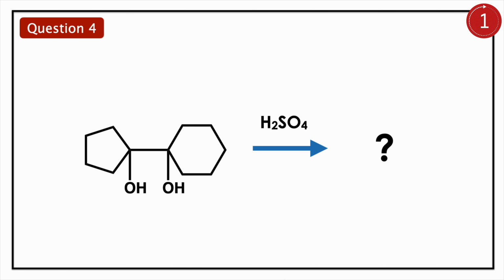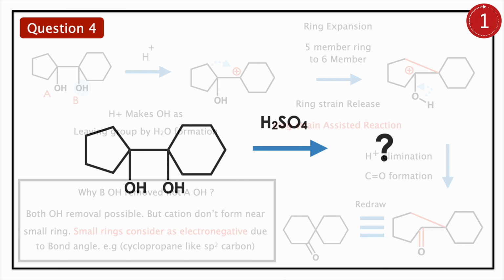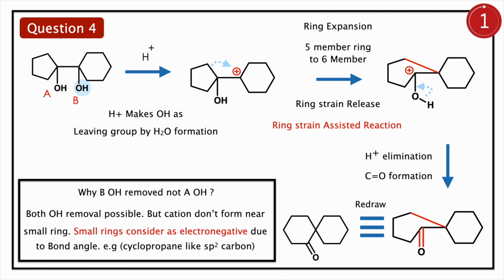Then the next example. Here you have an asymmetrical pinacol. One alcoholic group has cyclohexyl, another one has cyclopentyl. You are using sulfuric acid. You should find what the final product will be. Here a diol is there. You should form a stable cation. As I said already, the cation doesn't form near the smaller ring because smaller rings are more electronegative due to more s character. Because the lower the hybridization, the more the s character, so more electronegative.